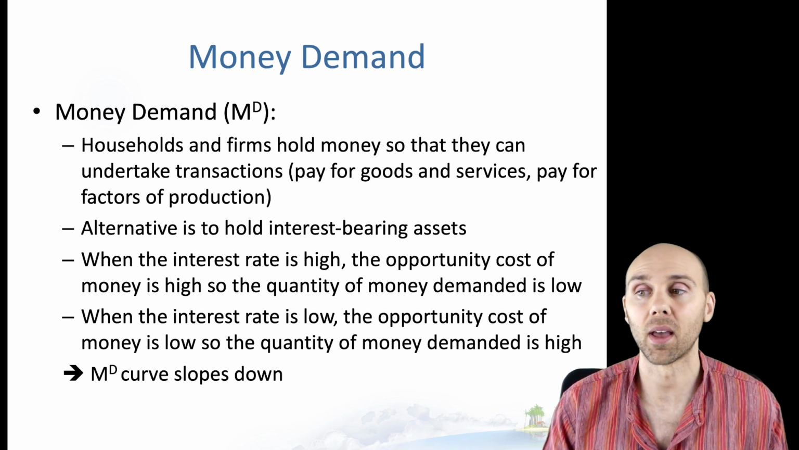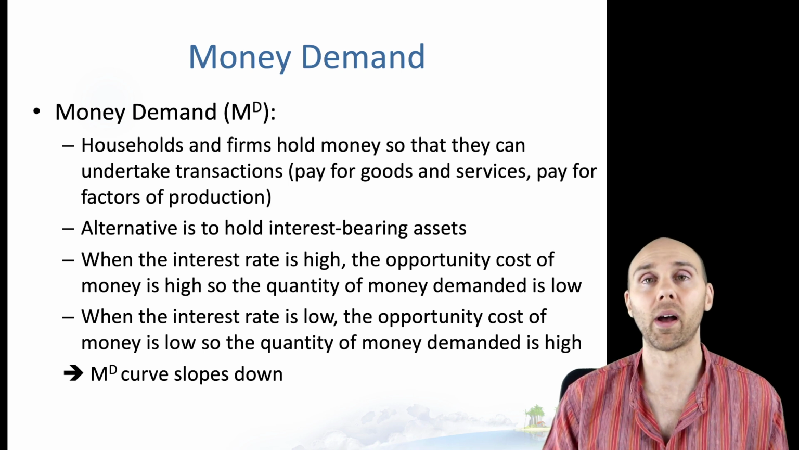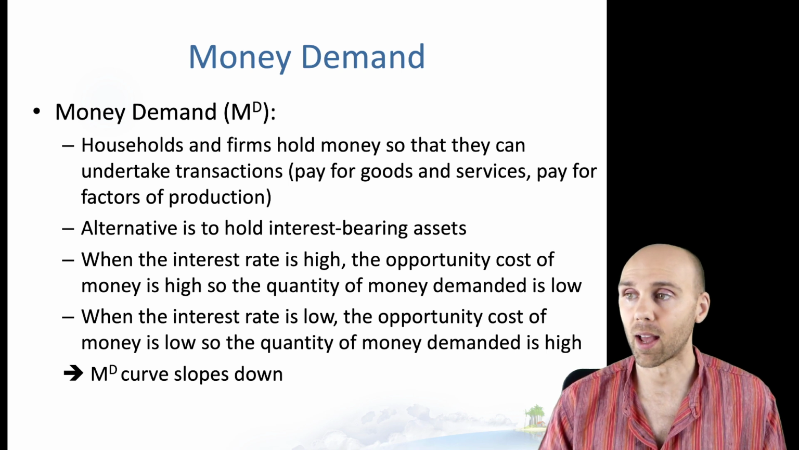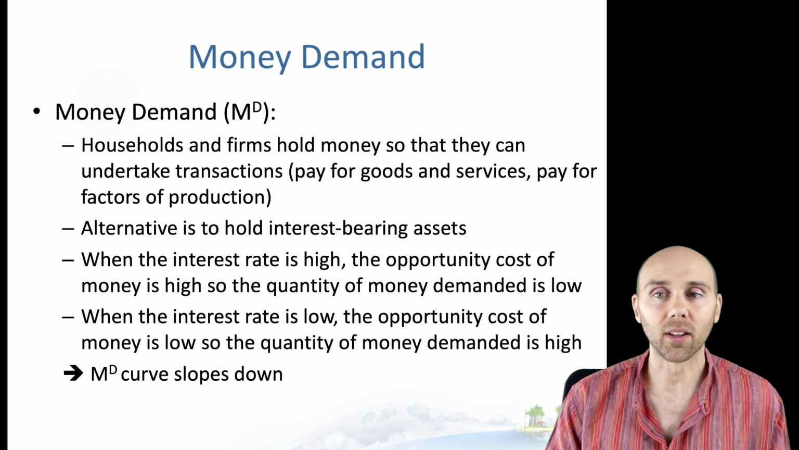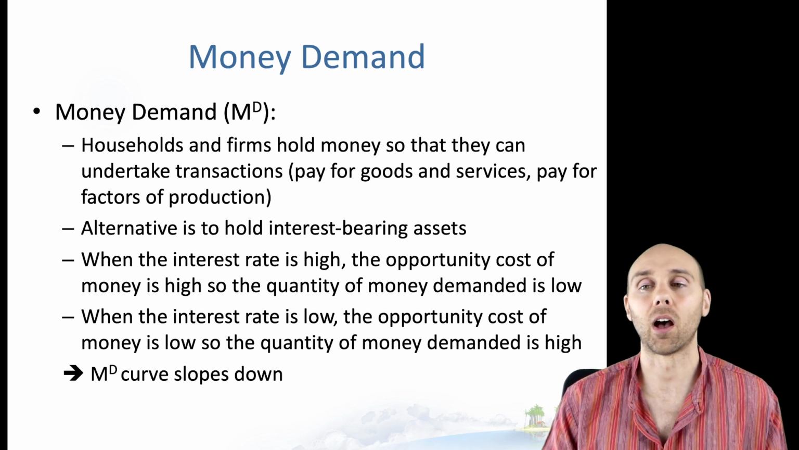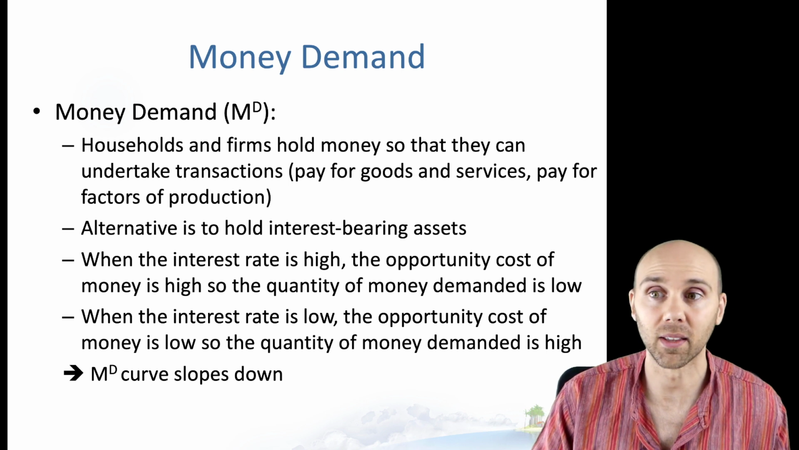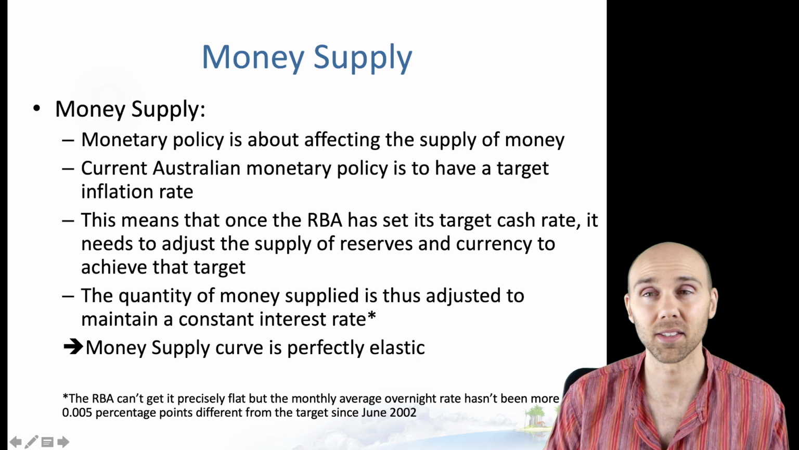So the quantity demanded of money is high. That explains why our money demand curve slopes down. So here we're really talking about the opportunity cost, and that gives us our price. So we've got here the price being the interest rate. What about on the supply side?